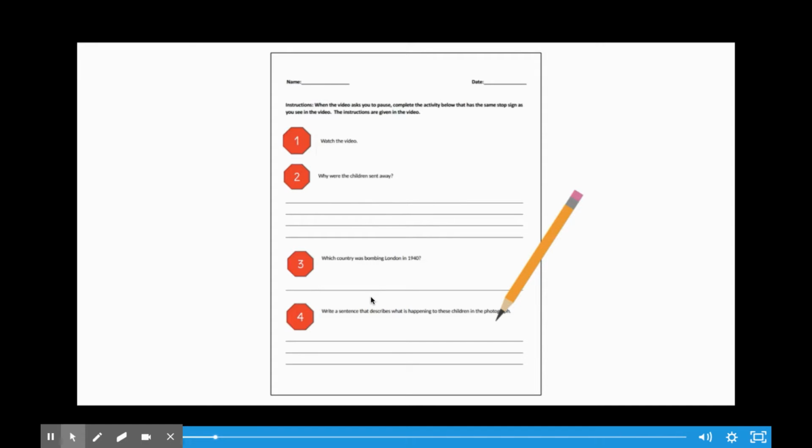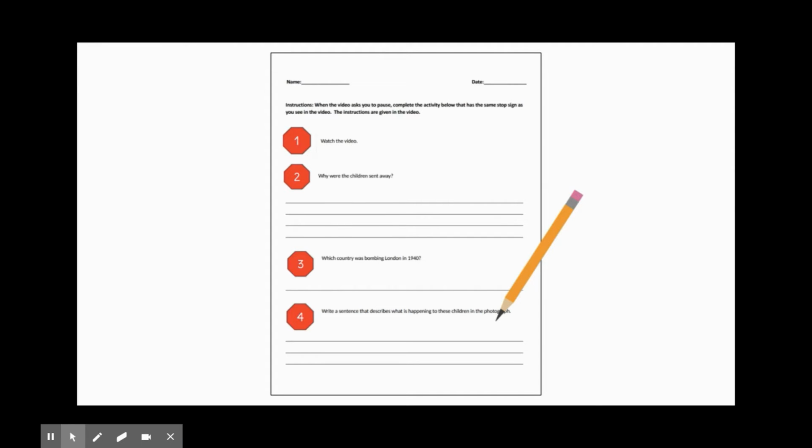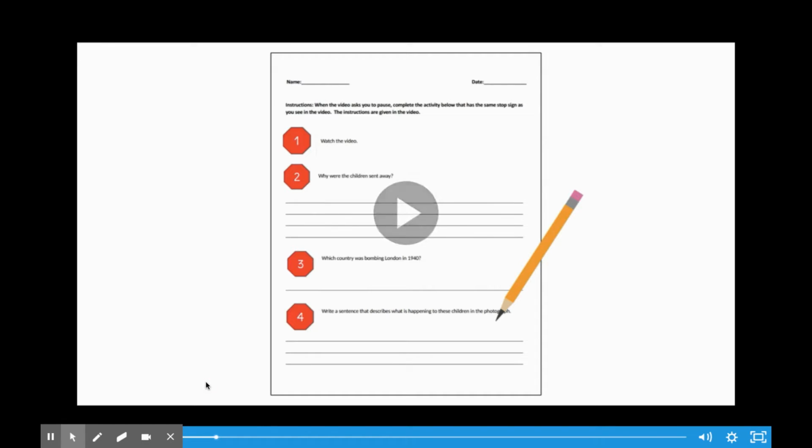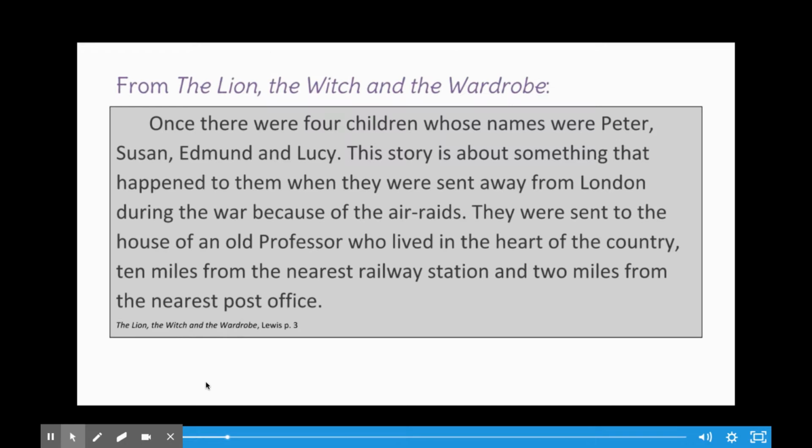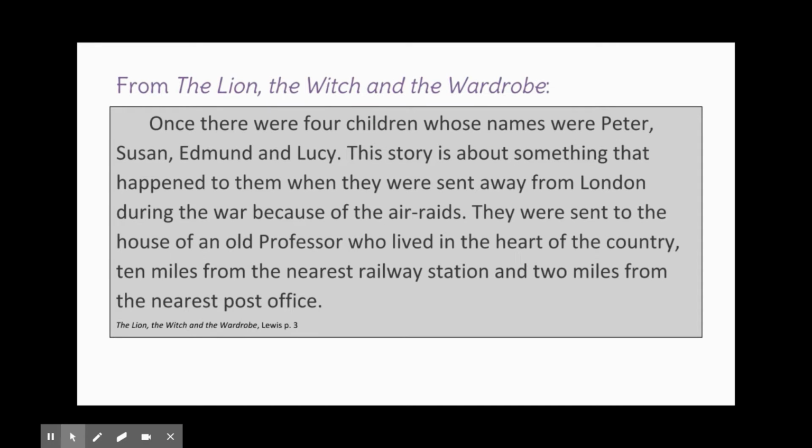You won't actually have this. You will have your packet or online study guide, online field journal to be able to write this information down for the video. Here are the first three sentences of the novel The Lion, the Witch, and the Wardrobe. They contain a mystery we need to solve. Follow along while I read.